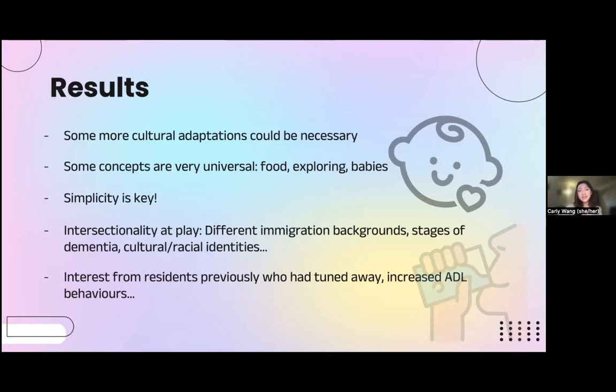And like I originally said, there was interest from residents who previously did turn away from the videos. And thus we observed increased ADL, assisted daily living, behaviors, which was great because sometimes the care aides can't be there at everybody's side, specifically, or the nurses. We just can't be specifically there, always trying to help everybody drink water specifically.